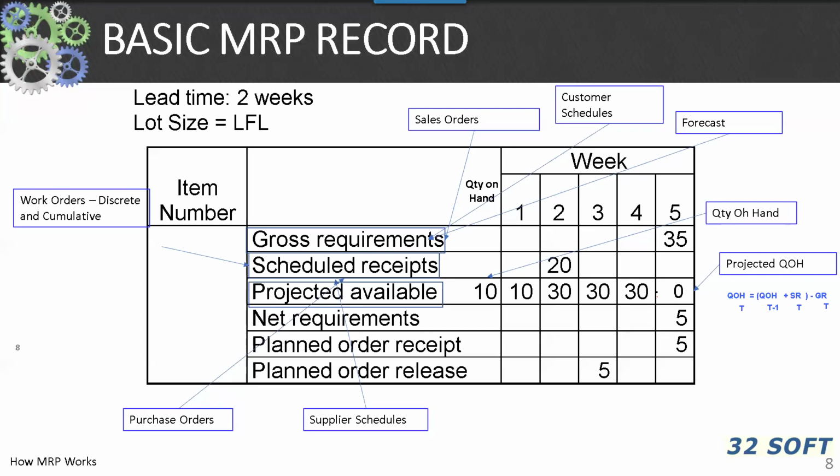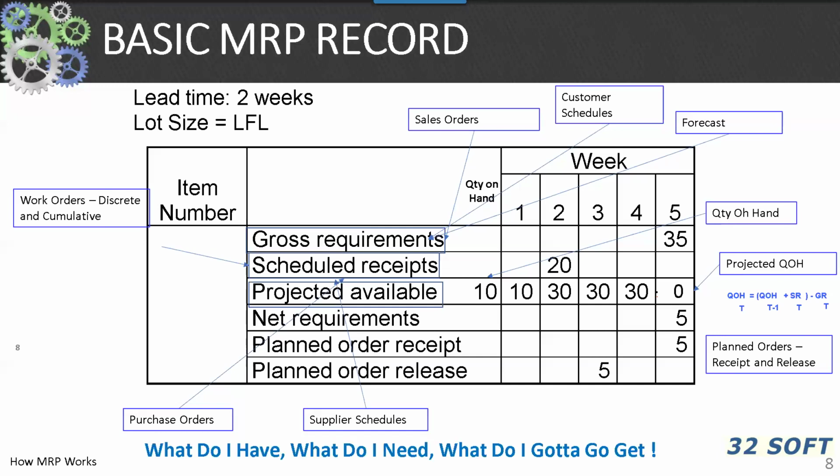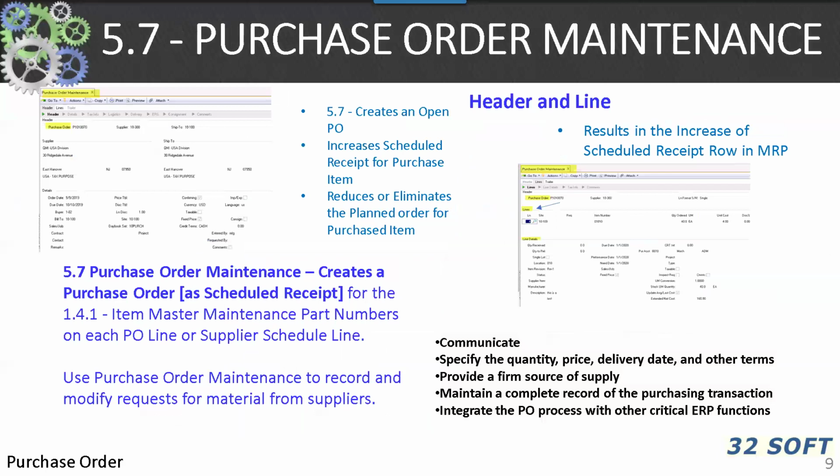When that projected quantity on hand goes negative, MRP plans a planned order receipt, offsets it by the lead time to a planned order release date, and then that basically solves the question of what do I have? What do I need? What have I got to go get? That's basically MRP.